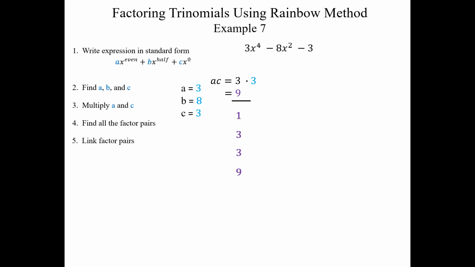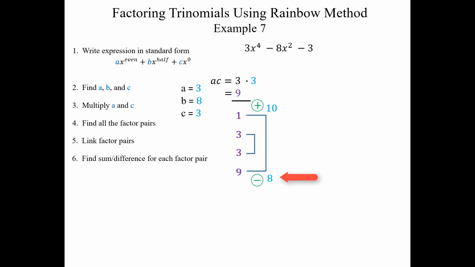Now we need to link our factor pairs together. So the 3 and 3 are linked together, and the 1 and 9 are linked together. Now we need to find the sum and difference for each factor pair. We'll put the sums in the upper corners and the differences on the lower corners. So for 1 and 9, the sum will be 10, and the difference will be 8. For 3 and 3, the sum would be 6, and the difference would be 0.